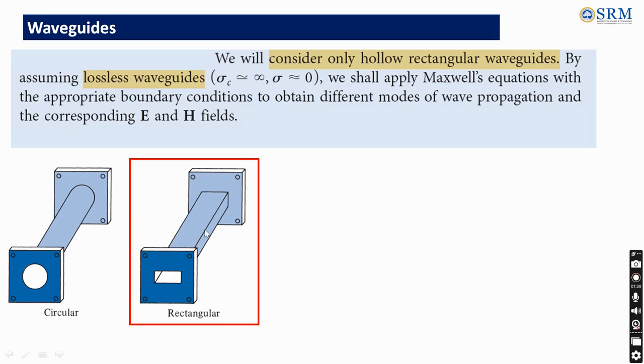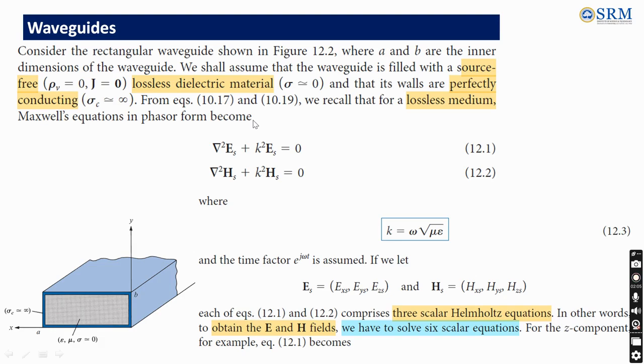So we are going to consider a hollow rectangular waveguide, and this waveguide is lossless. That means the conductivity of the walls is infinity, but inside the waveguide, the hollow part, the conductivity is zero. So we are going to apply the Maxwell equations with appropriate boundary conditions to find the different modes of wave propagation and the corresponding electric and magnetic field expressions.